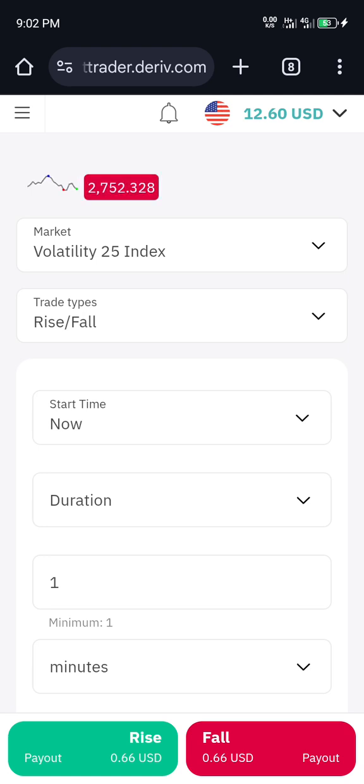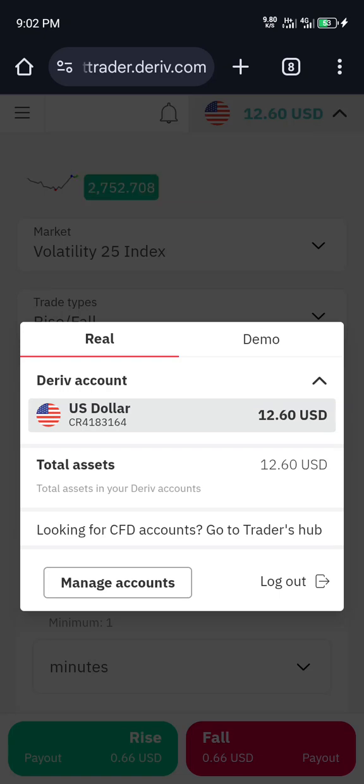Just like I told you earlier today, everything being okay, the market being favorable, and everything going as expected, we can build the 5 USD account that we started with today. We can double it, just like I told you. This is the same account. We have $12.60 now. You can see this to confirm.